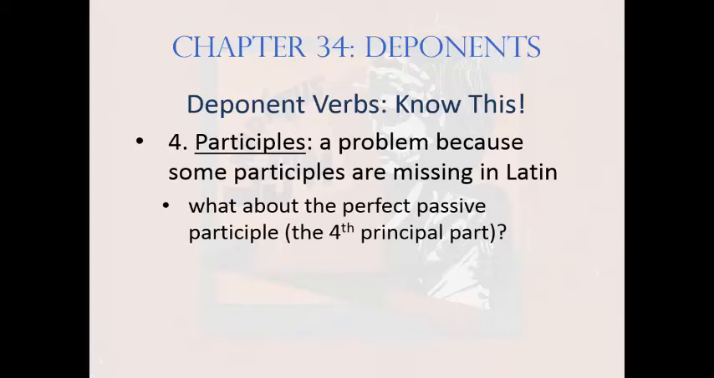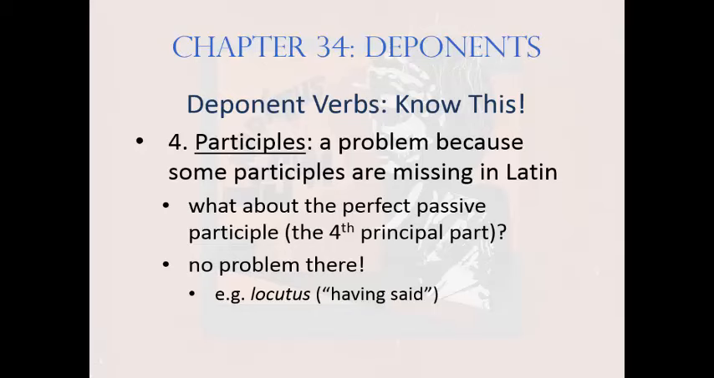But what about the perfect passive participle, the fourth principal part? It's passive in form. Shouldn't it be active in meaning like all deponents ought to be? No reason for it not to, huh? So go for it. Locutus, meaning having said. Passive in form, active in meaning and expectation. A regular deponent, if that's not a contradiction in terms.